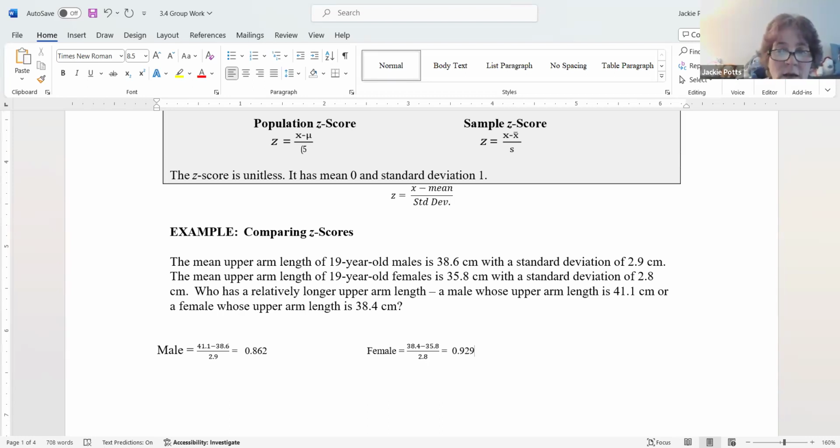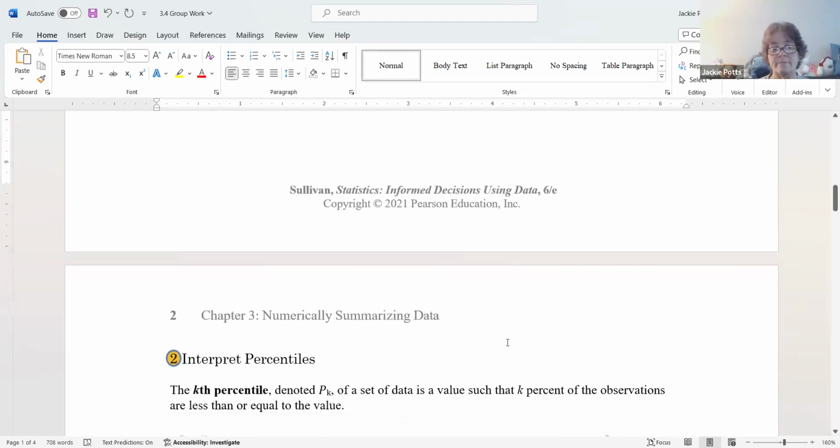So relative size means comparison to the average. So even though the upper arm length of the female is shorter than the male's, in comparison to the average overall, this female's above average because she is 0.92 further away from the mean. She's got a bigger deviation. She's further away from the mean. So the female has the bigger length.